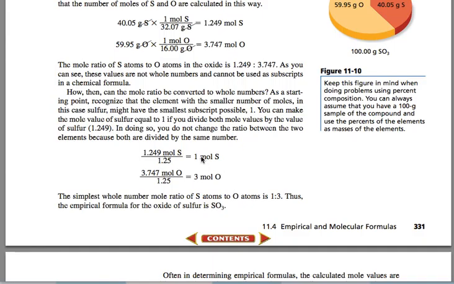So the ratio is 1 to 3. The simplest whole number ratio of sulfur atoms to oxygen atoms is 1 to 3. Thus, the empirical formula for the oxide of sulfur is SO3.